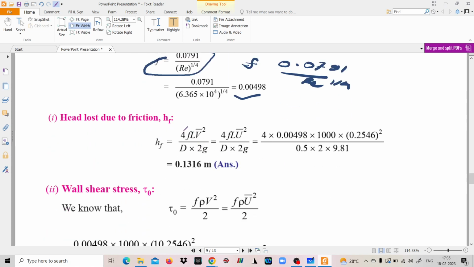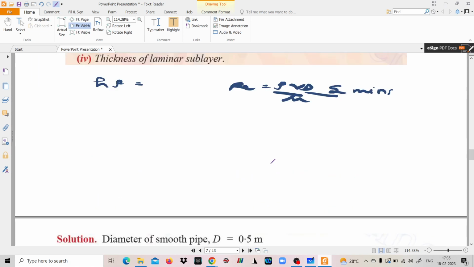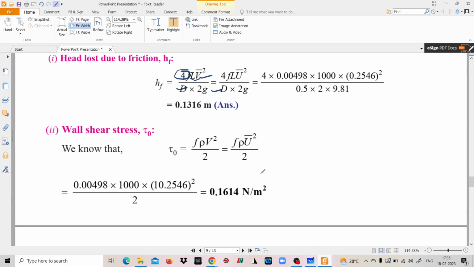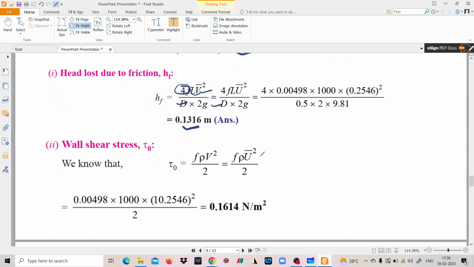Since it is Fanning's friction factor, in order to make it Darcy's friction factor, you need to multiply this by 4. Everything else is known to you. Average velocity is known, length is known, diameter is known, 2g. See, the length of the pipe is given in the question, 1000 meter, the stretch of interest. So the head loss due to friction is around 0.1316 meter, so around 0.13 meters.